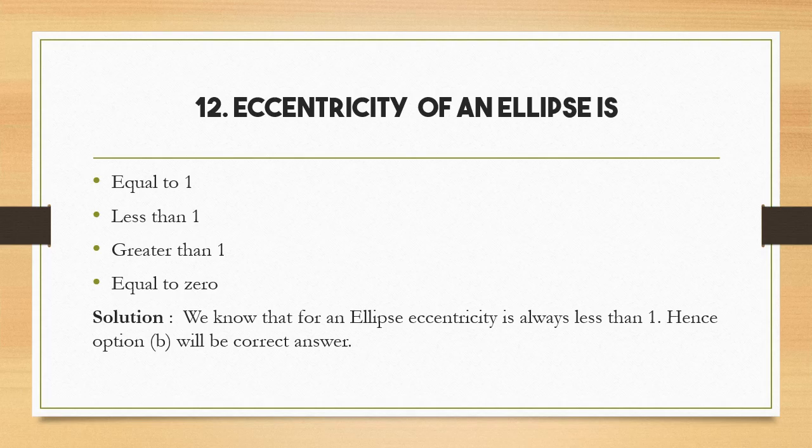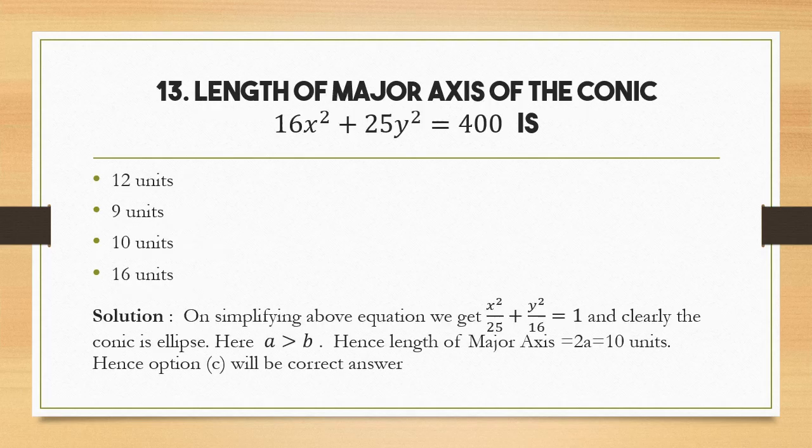You will get indirect questions based on the ellipse. But still I kept this to make you aware, because eccentricity is a very important thing in conic sections. It is better you memorize the eccentricity of all 4 conic sections. For a parabola it is equal to 1, for a circle it is equal to 0, for an ellipse it is less than 1, and for a hyperbola it is always greater than 1. So for this particular question, eccentricity is less than 1. So option B will be the correct answer. We'll move to question number 13.